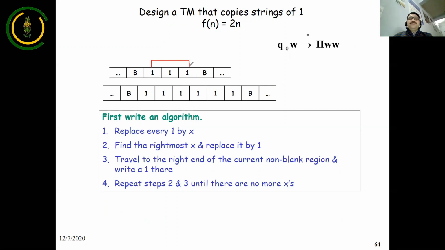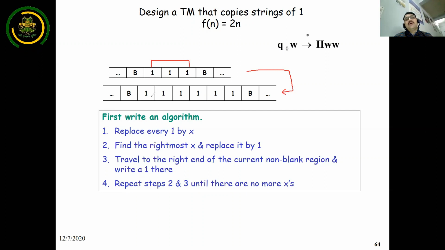that is 6, should be displayed on the tape. Now just see here, suppose this is the situation, and then after the execution, this situation should be shown on the tape. Clear? So the basic logic behind this construction of f(n) equals 2n, just see here: replace every 1 by x. This is the first step.